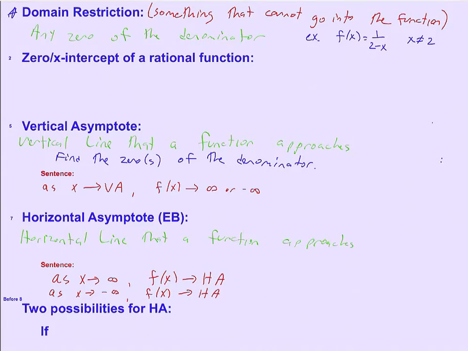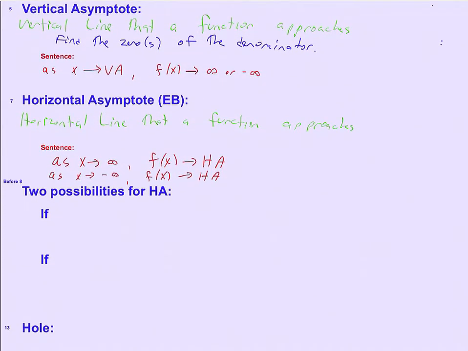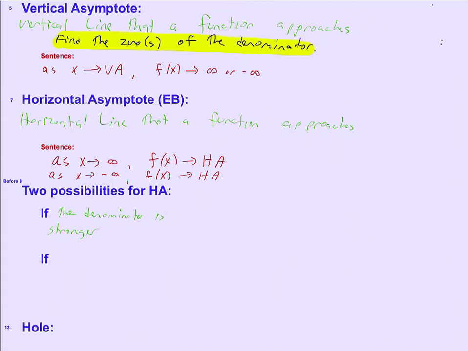Calculating the horizontal asymptote is a little bit trickier than the vertical asymptote. We already have the directions for finding the vertical asymptote. It is the zeros of the denominator. Finding the horizontal asymptote is a little bit trickier because there are 2 possibilities. So possibility number 1, if the denominator is stronger than the numerator. And when I say stronger, what I mean by that is its degree is higher.